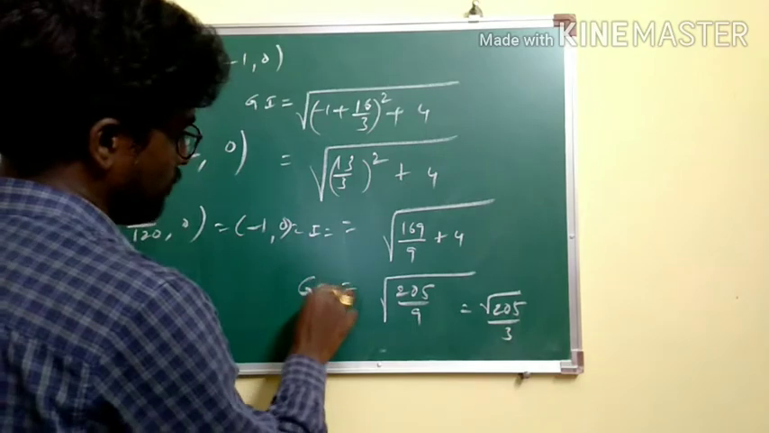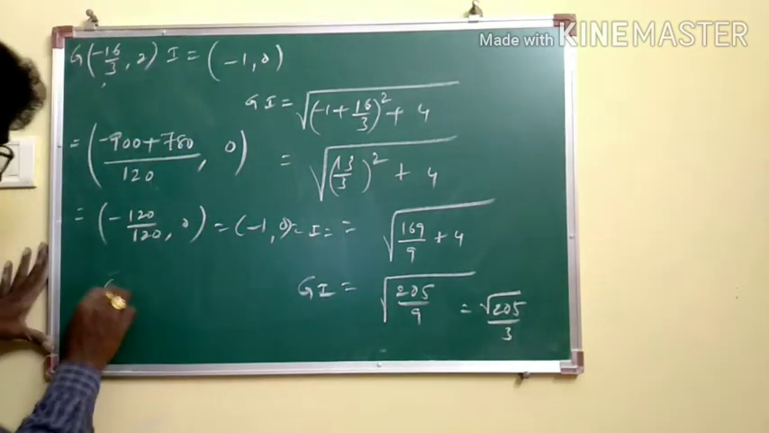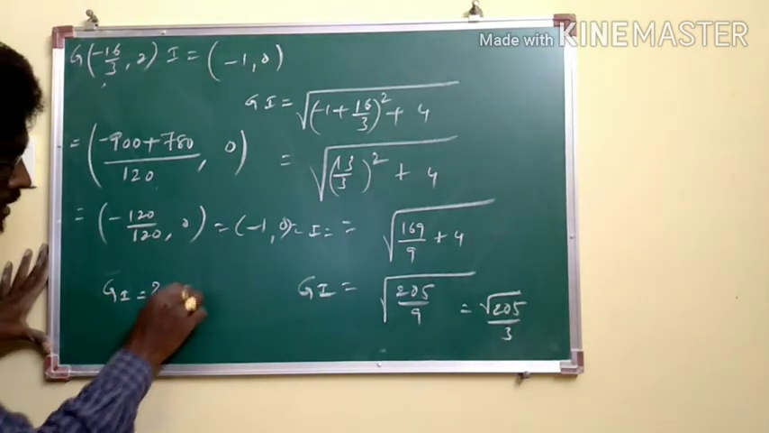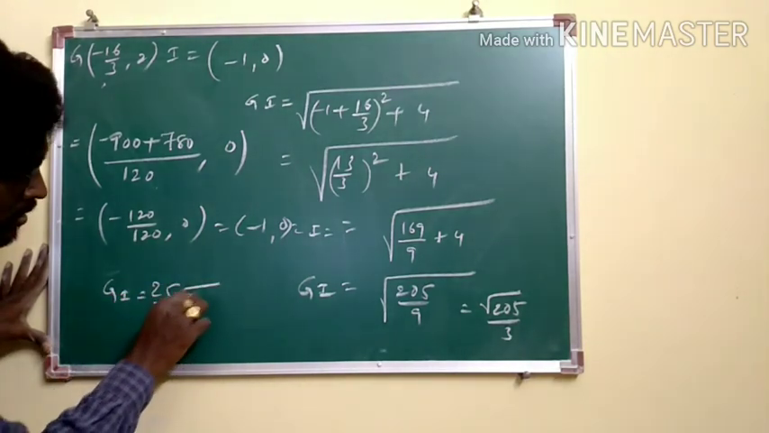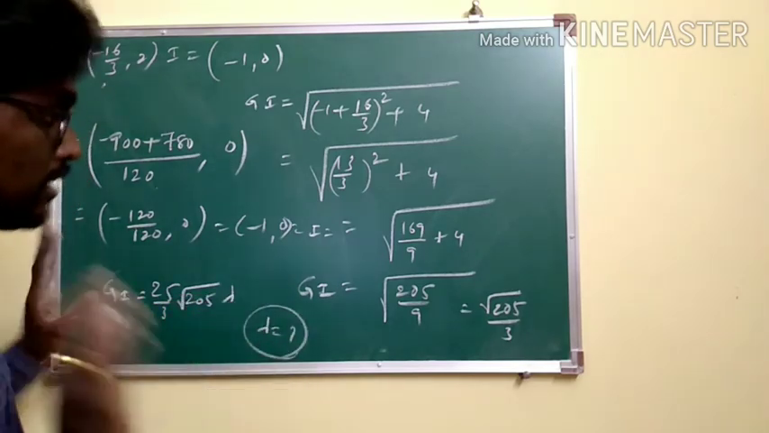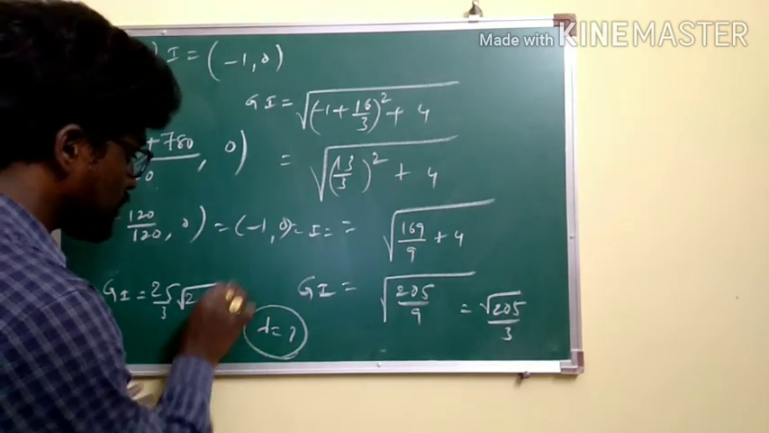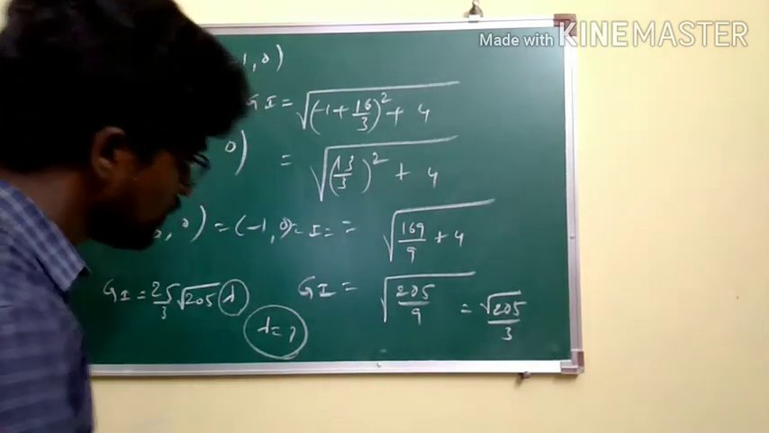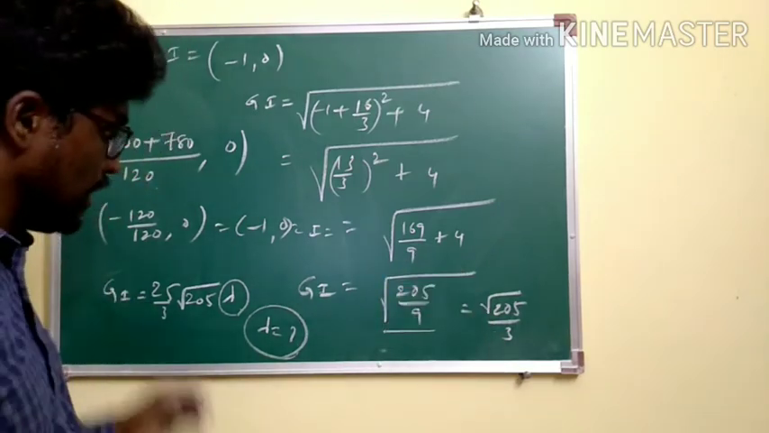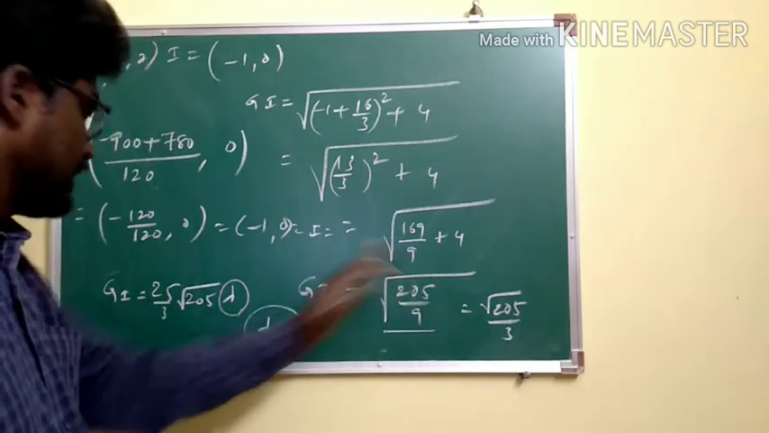This is what GI is. But according to the question, what is GI? GI is equal to 25 by 3 square root of 205 lambda. Then what is lambda? It's a question. Now you see, lambda is to be replaced by what value, so that GI will be this. I repeat, if we replace lambda by some value, GI will be something like this.